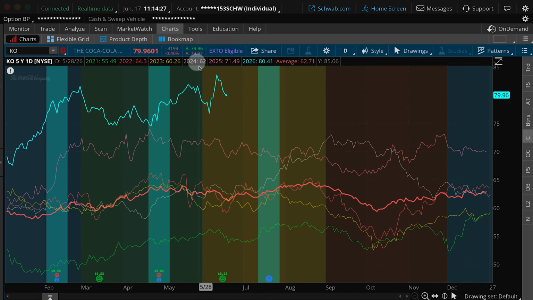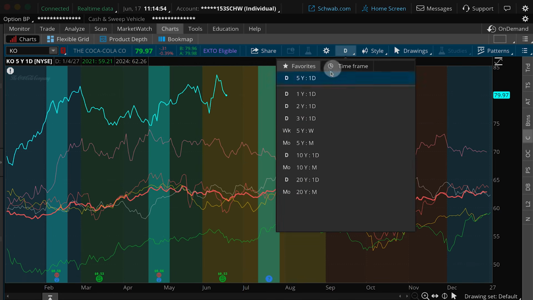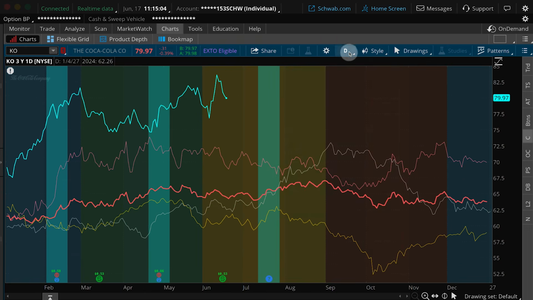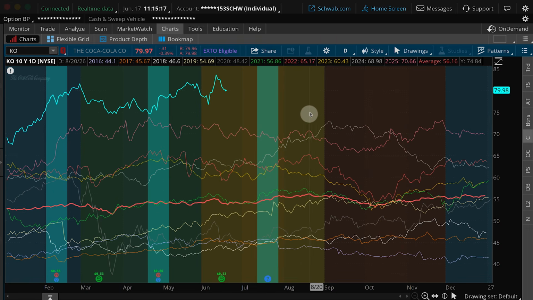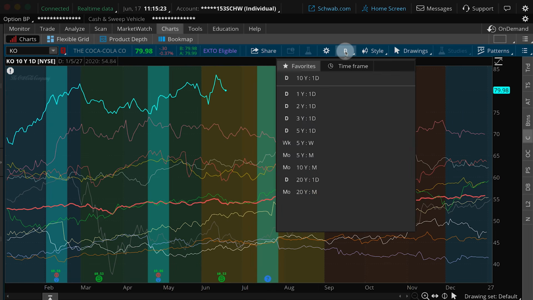You can add or subtract years with the time frame setup. 3 years will be 3 lines. 10 years will be 10 lines. The fewer the lines, the less data. Increasing the number of lines could result in making the chart difficult to read. We'll stick with the default of 5 lines.